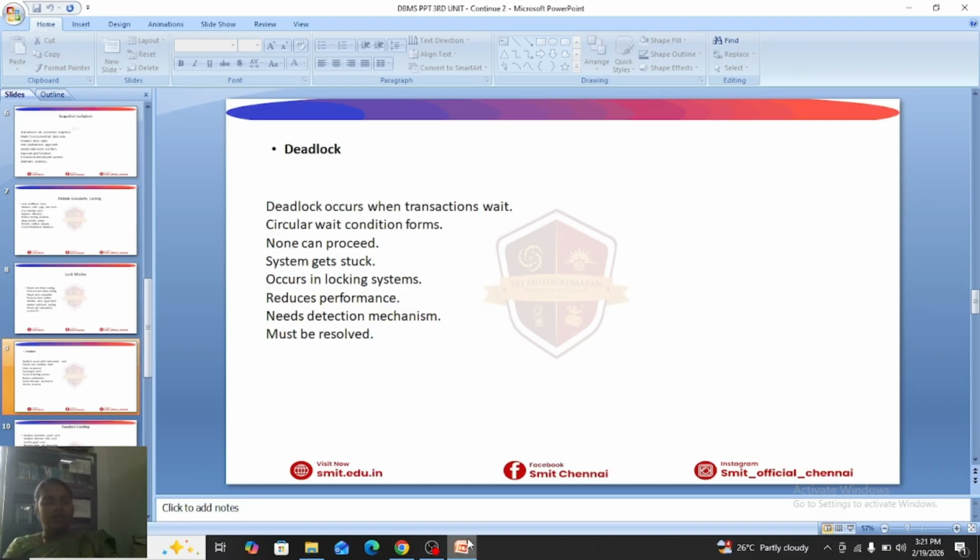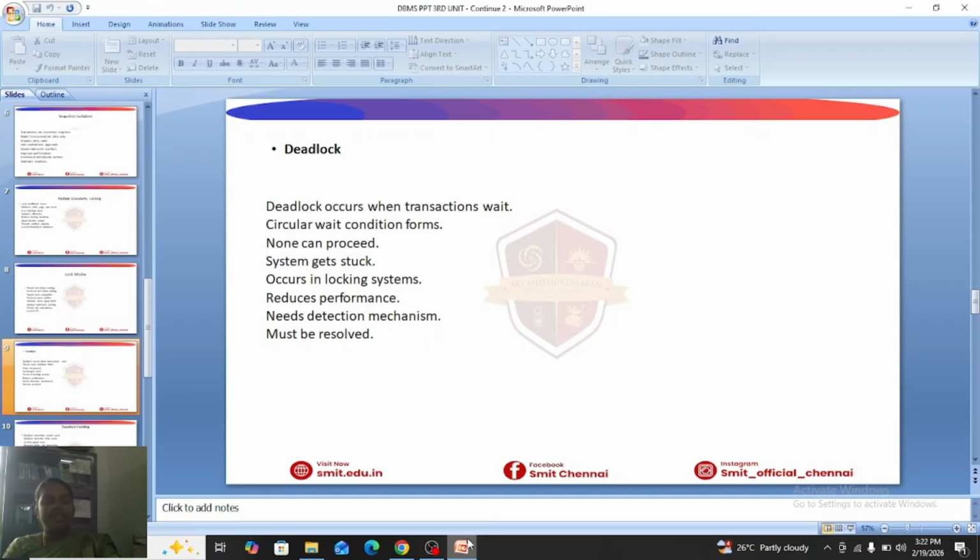Moving on to deadlock. Deadlock occurs when two or more transactions are waiting for each other to release locks and none of them can proceed. As a result, all involved transactions remain permanently blocked. See, deadlock occurs when transactions wait, okay? A circular wait condition forms. None can proceed. The system gets stuck. It occurs in locking systems. Reduced performance. Needs a detection mechanism. Must be resolved.